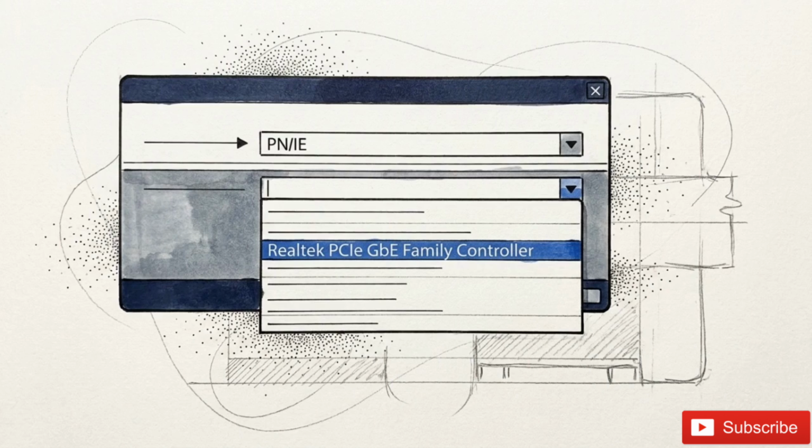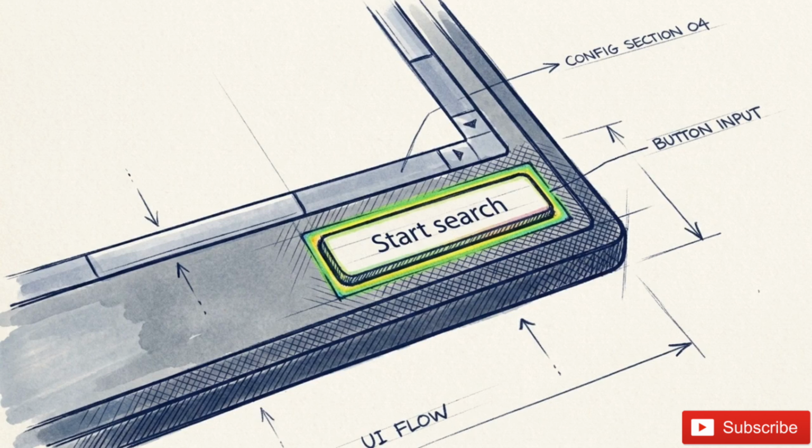In the Configuration window, set the interface to PNIE and select your computer's specific Ethernet controller from the drop-down menu. Click Start Search to allow the software to locate the physical PLC hardware on the network.